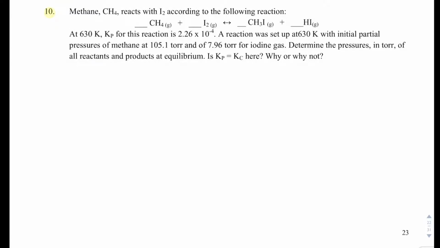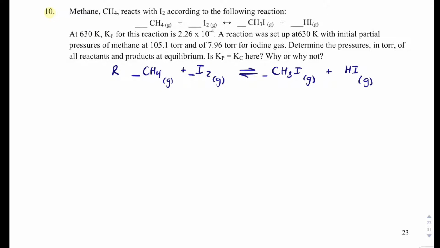I am given my reaction, and my reaction is CH4, that's a gas, plus I2 gas, and that will form CH3I plus HI, and that is actually already balanced, so that's convenient.